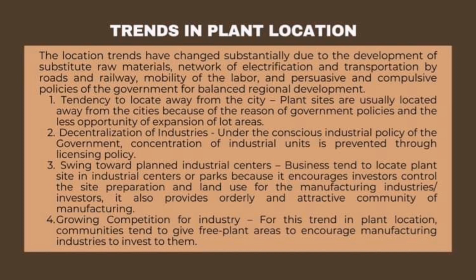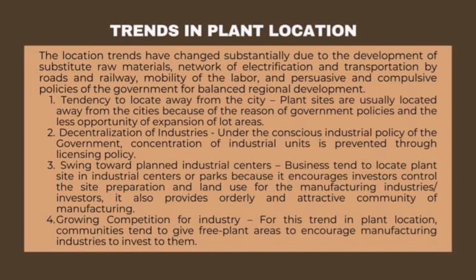The first one is tendency to locate away from the city. These plant sites are usually located away from the city because of government policies and the less opportunity of expansion of a lot areas. The next one is the decentralization of industries. Under the conscious industrial policy of the government, concentration of industrial units is prevented through licensing policy.